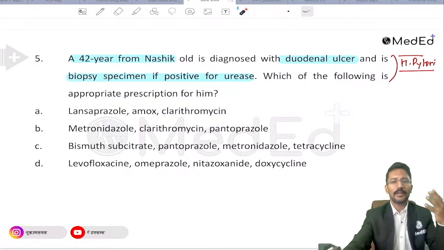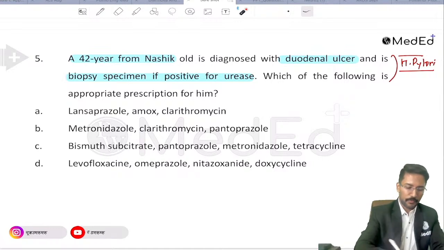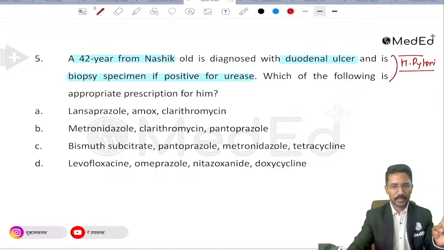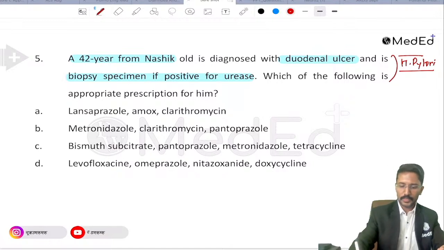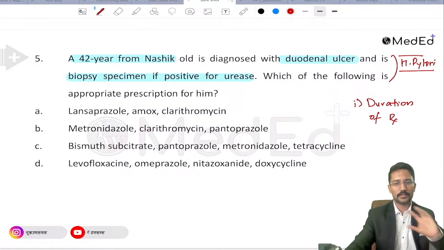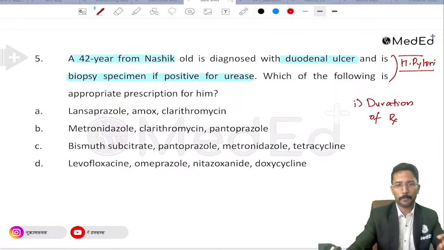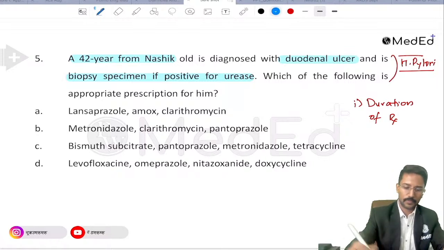Okay, so there are different types of H. pylori regimens, right? Few points we should know is there is a triple drug regimen, quadruple regimen, there is sequential regimen, right? And then you also need to know the duration of treatment. So let us address one. What is the duration of antibiotic treatment recommended? How many days you will give this antibiotic combination?